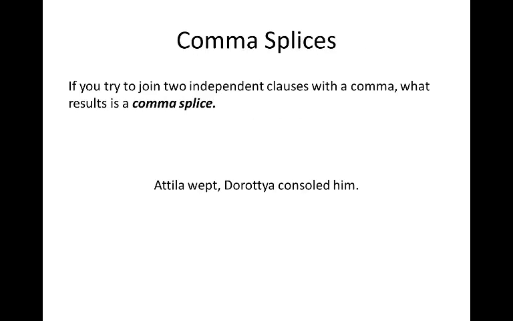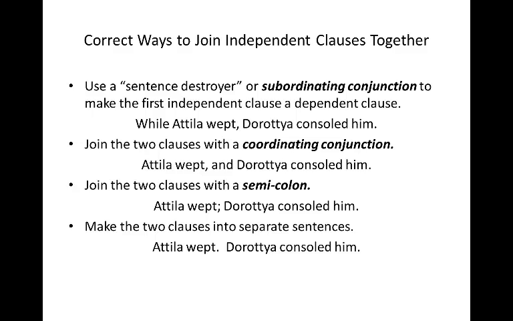If you try to join 2 independent clauses with a comma, then what results is a comma splice. This is something I see more often. A lot of student writers seem to realize you can't just run 2 independent clauses together, so they put a comma in and they think that that's enough. Unfortunately, it's not. It's a comma splice. It's grammatically not correct.